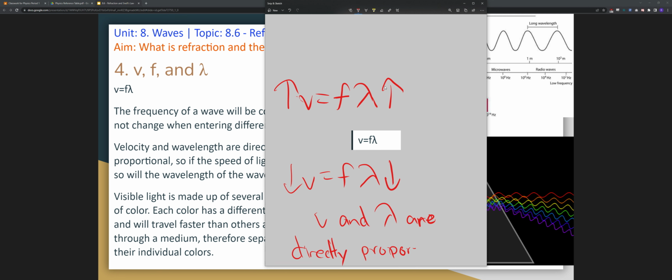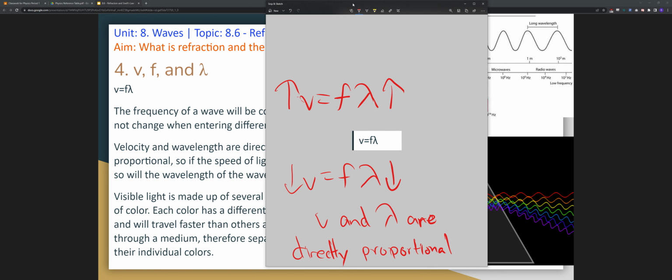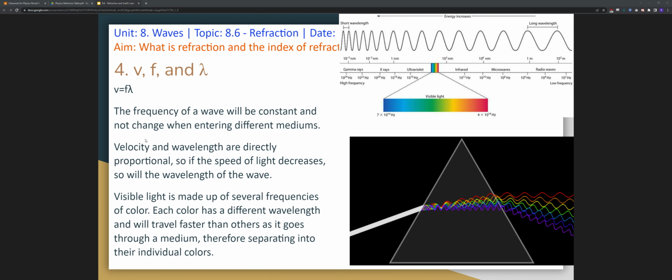They are both in the numerator, right? Now your frequency never changes. The frequency of the wave does not change as you go from one medium to another. As you can see here, the frequency of light gives you a color. That's how our brain interprets color, based on the frequency of light. Blue and red have different frequencies.